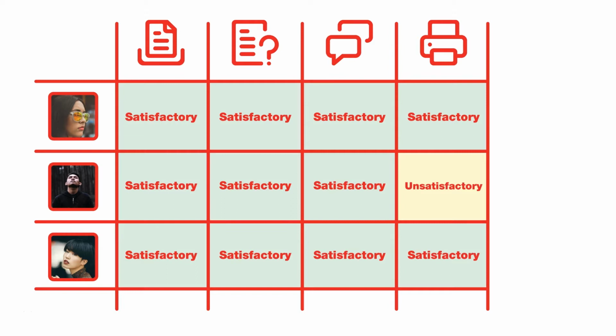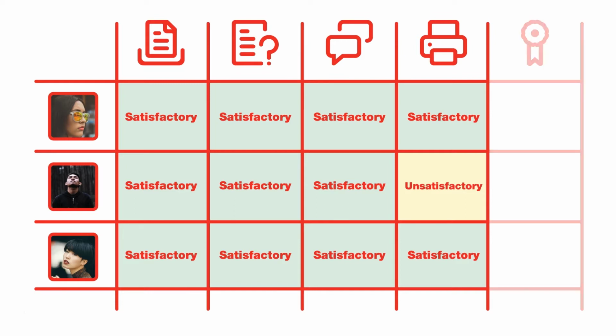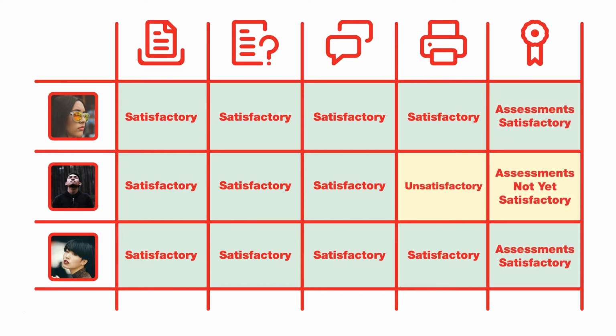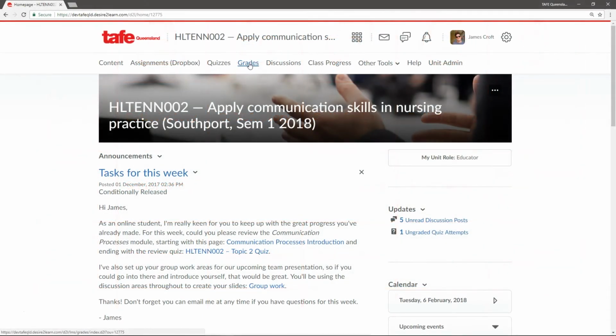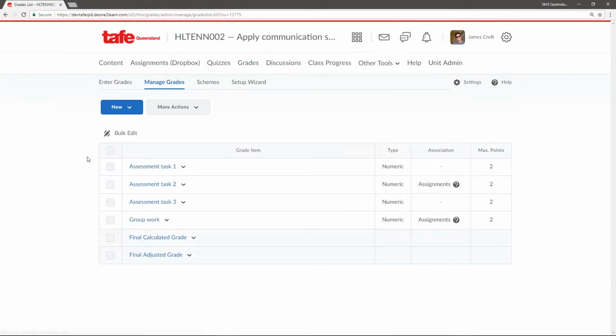Once you've marked your students' assessments, the Grades tool can also help you generate their final result for the unit. This will let them know they've successfully completed all the required assessments in Connect. Okay, so now we know what it's for, let's go to the Grades tool and take a look.